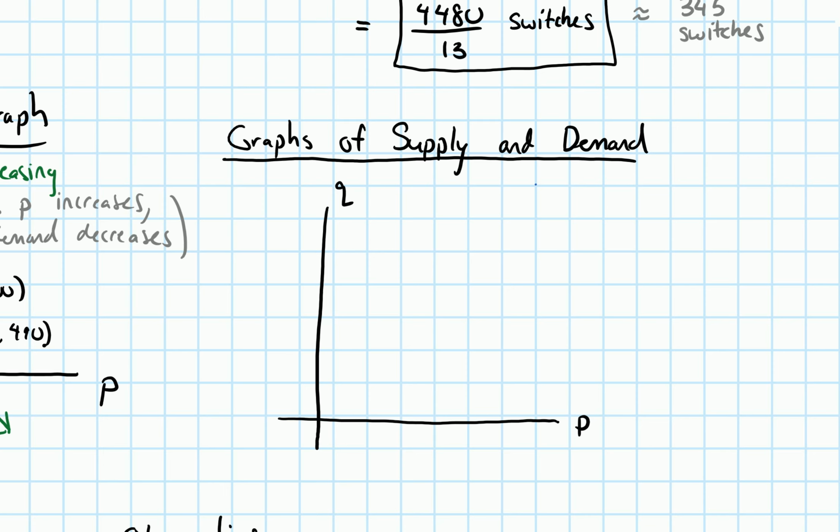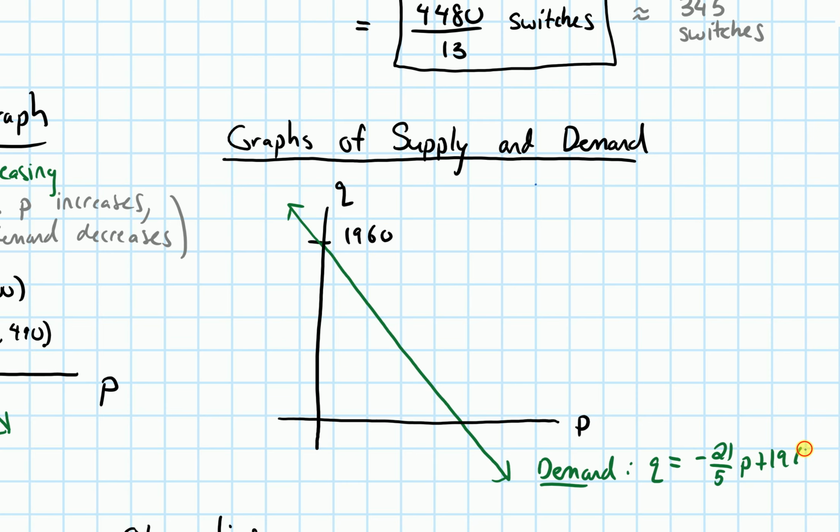So first I'm going to draw our demand graph that we had before. Remember the y-intercept was 1960, and it was decreasing, it was going down like this. So this was our demand graph. And just as a reminder, the equation was Q equals negative 21/5 P plus 1960. So that was its equation.